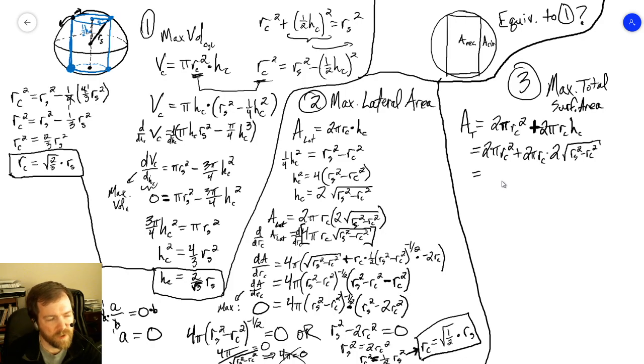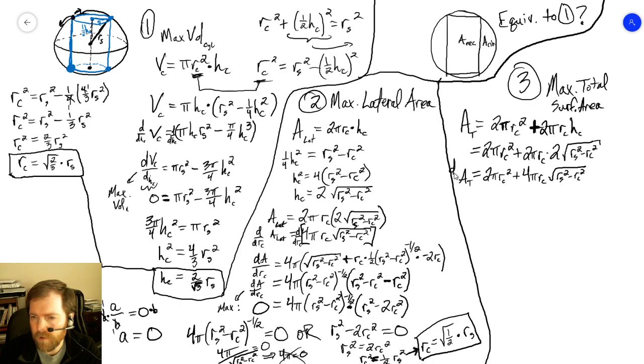Equals, this is kind of up to you. I don't usually do this. You can factor out a 2 pi rc here. I don't think it's going to help us any, so we'll just keep it as is. 2 pi rc squared plus 4 pi rc square root rs squared minus rc squared. Alright, so that's area total.